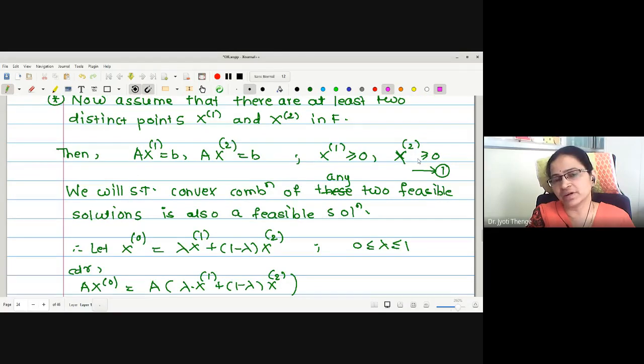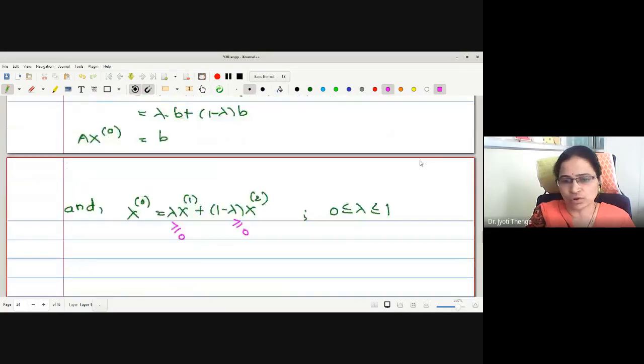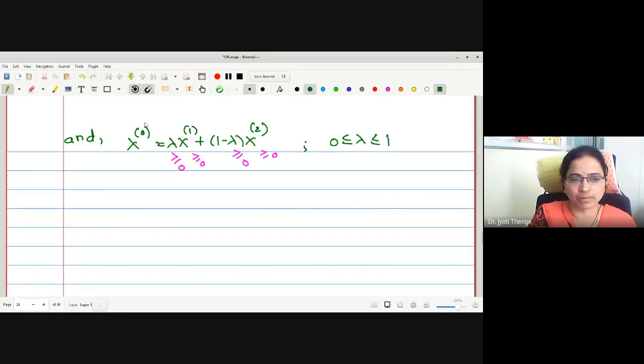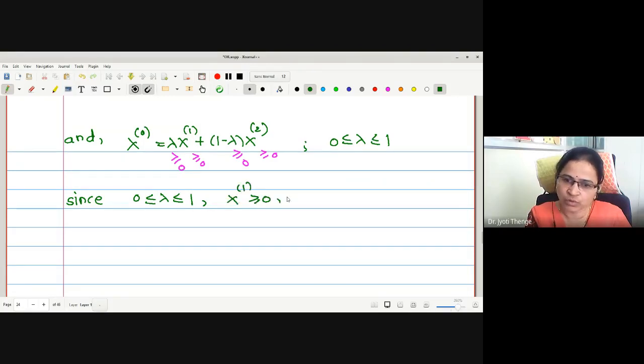x1, x2 we have already written as feasible solutions. Therefore, those two are also non-negative. Therefore, here x1 is non-negative, x2 is also non-negative. What about the product of two non-negatives? It is non-negative. What about the addition of non-negatives? Still non-negative. Therefore, what we have obtained is that x0 is also non-negative. Here I'll write: since 0 less than or equal to lambda less than or equal to 1, and x1 non-negative, x2 non-negative implies x0 is non-negative.